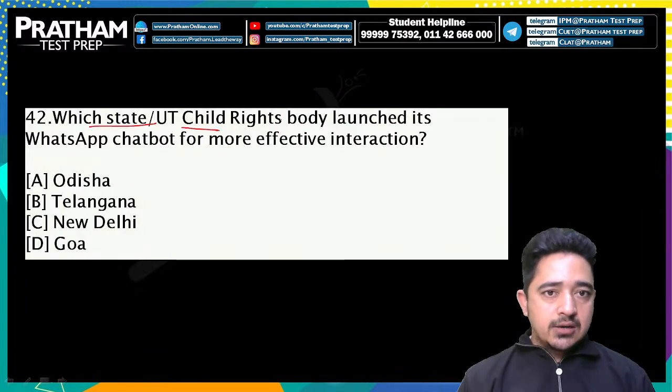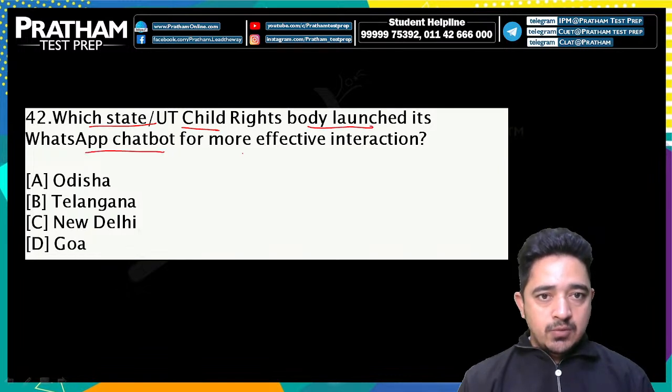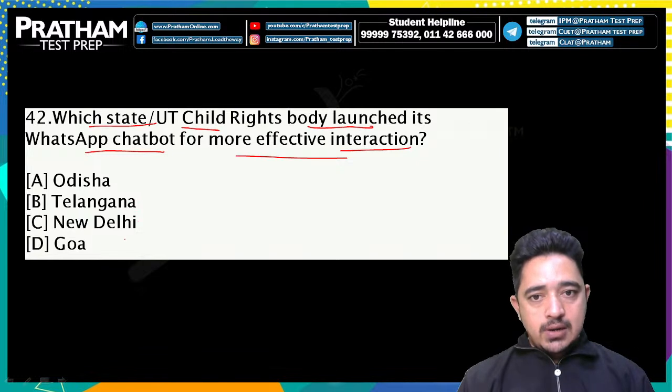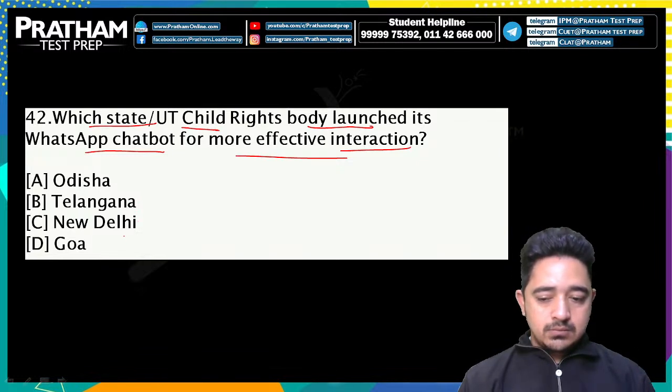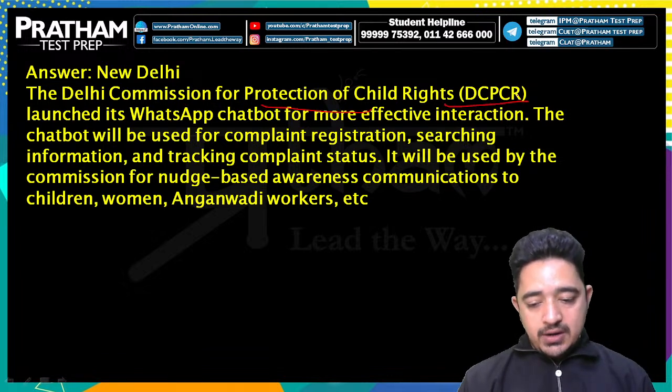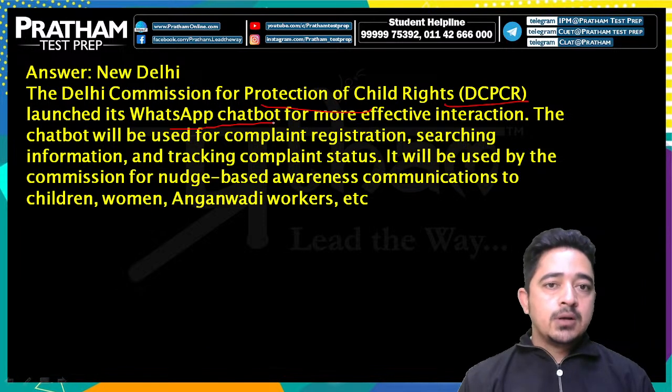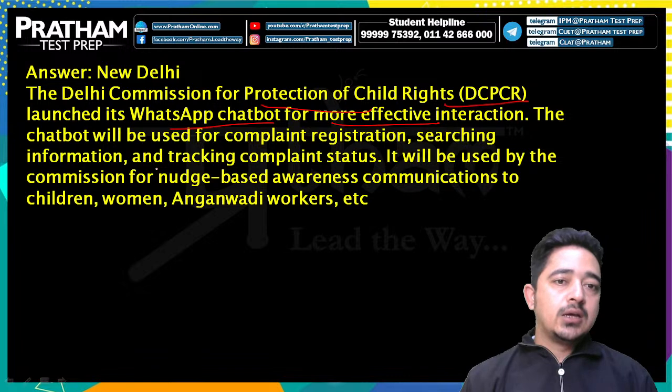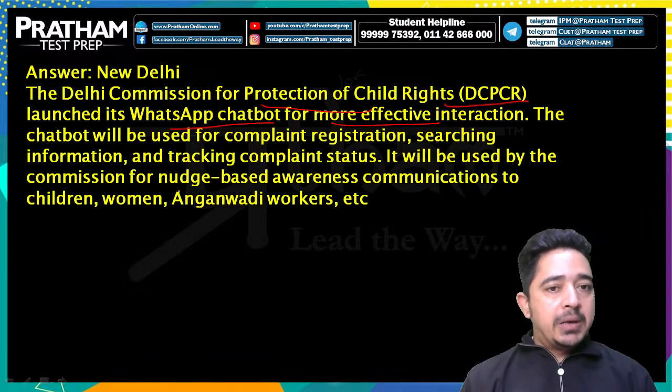Which state or UT child rights body launched its WhatsApp chatbot for more effective interaction? Odisha, Telangana, New Delhi, Goa. So option C is the right answer, New Delhi. The Delhi Commission for Protection of Child Rights, DCPCR. Riddhi, that is absolutely the correct answer you have given. It launched the WhatsApp chatbot for more effective interaction. The chatbot will be used for complaint registration, searching information and tracking complaint status. It will be used by the Commission for nudge-based awareness communication to children, women and Anganwadi workers.